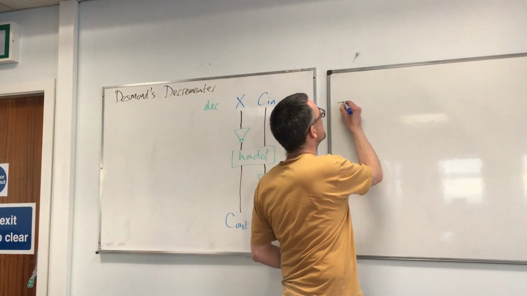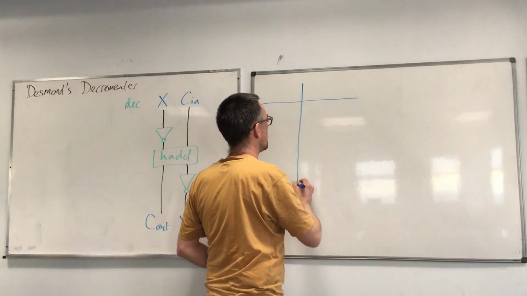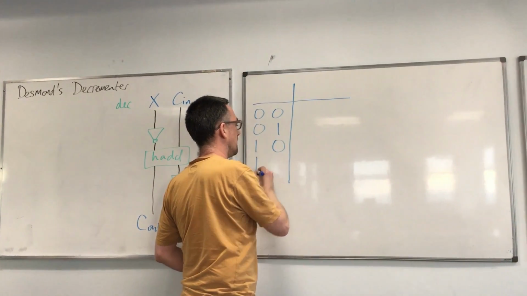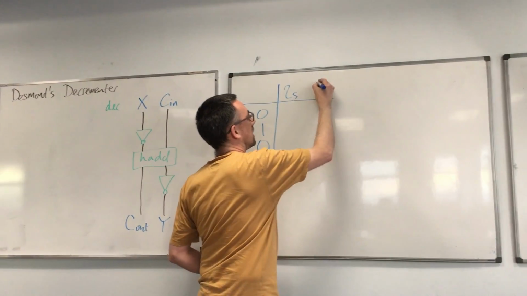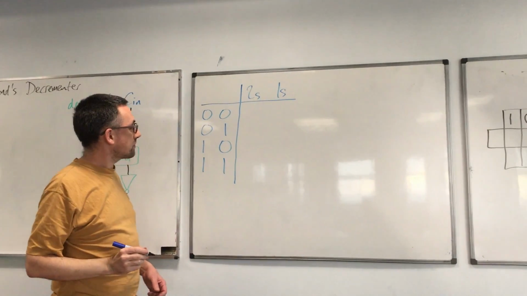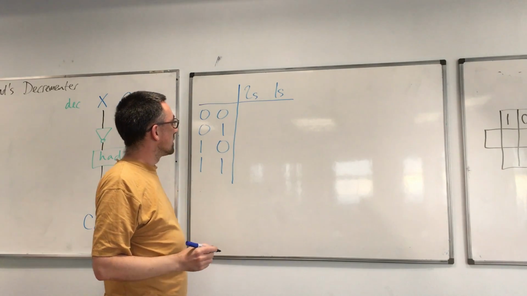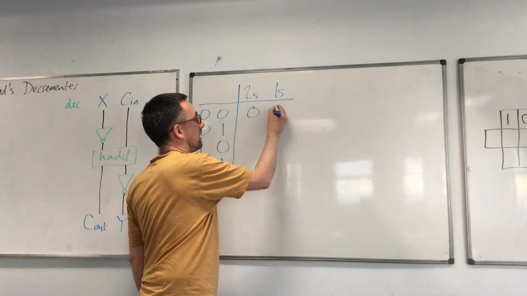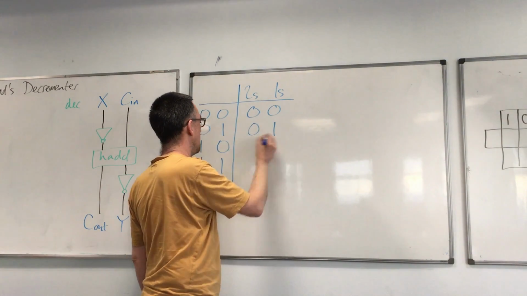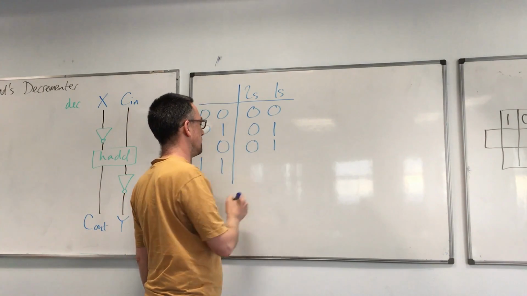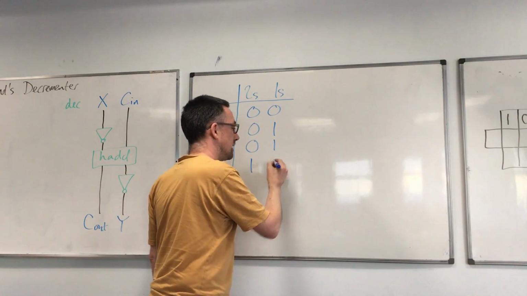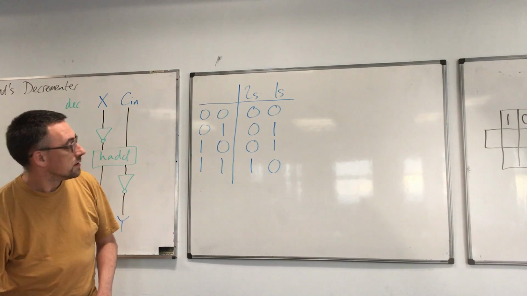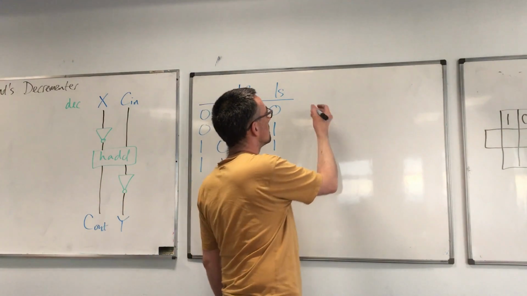What does a half adder do? It adds two binary numbers of place value 1, and it gives back the answer as a 2-bit binary number. And we can figure it out just by adding. That's to say 0 plus 0 is 0, 0 plus 1 is 1, 1 plus 0 is also 1, and 1 plus 1 is 2. And now we're ready to figure out what Desmond's decrementer does.